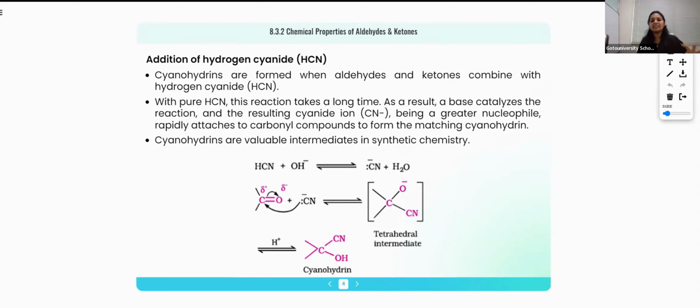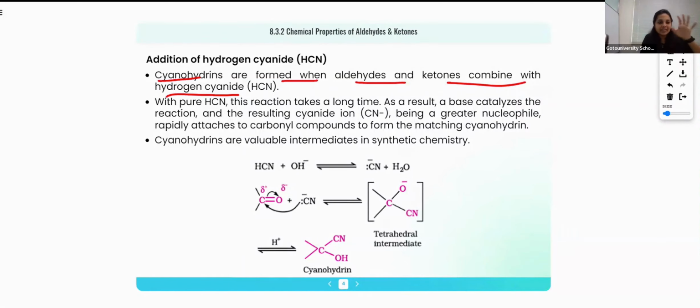How is the addition of hydrogen cyanide happening? See, cyanohydrins are formed when aldehydes or ketones combine with hydrogen cyanide. All these are very important things, so listen carefully. All these chemical reactions of aldehydes and ketones are due to the polar nature of the C=O bond. In aldehyde and ketone, in both, the C=O bond is polar, right? Because oxygen is more electronegative. Due to this polar nature of the C=O bond, all these chemical reactions happen in aldehydes and ketones.